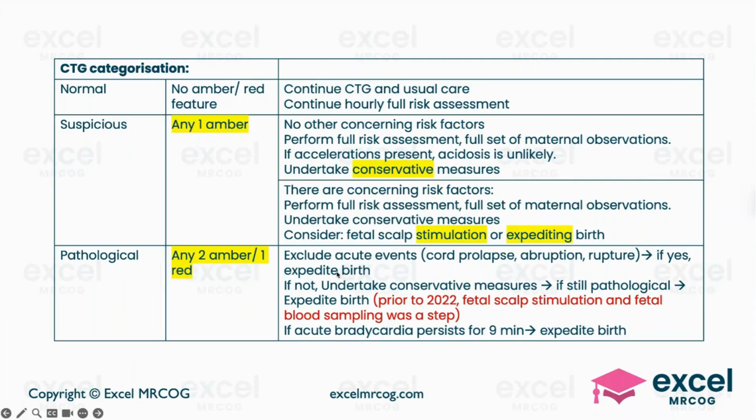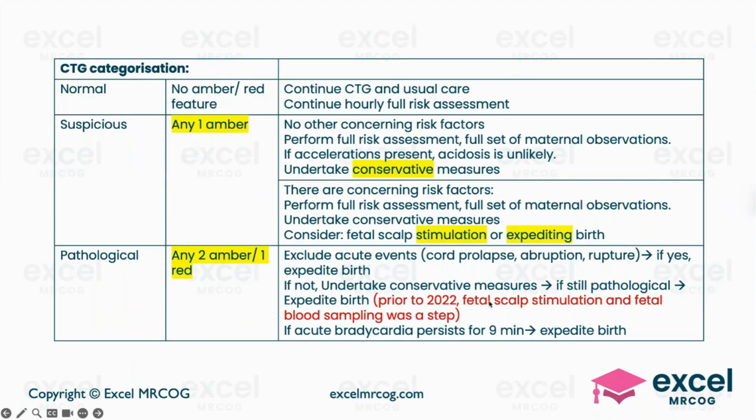Now, if none of these are there, you've checked for everything, and it doesn't seem likely, I sometimes undertake conservative measures. And if still pathological, then I would want to expedite birth. Please note that the previous guidance, prior to 2022, at this point added fetal scalp stimulation and fetal blood sampling also. So before expediting birth, they were advocating blood sampling at this point of time.